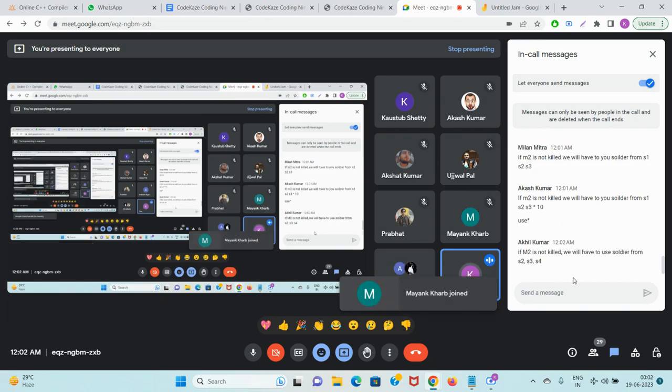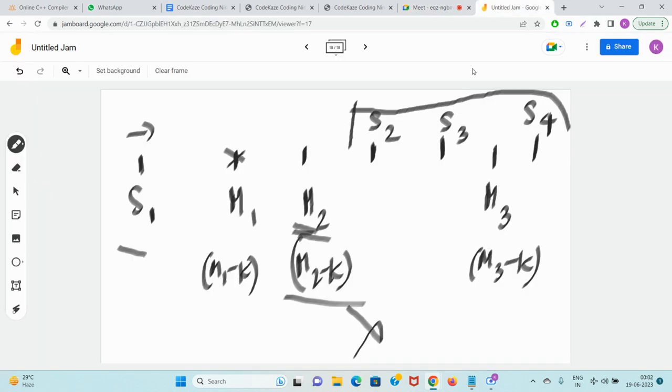If M2 is not killed, guys, always remember, you shoot an arrow from here, right? You decreased it all by K, right?